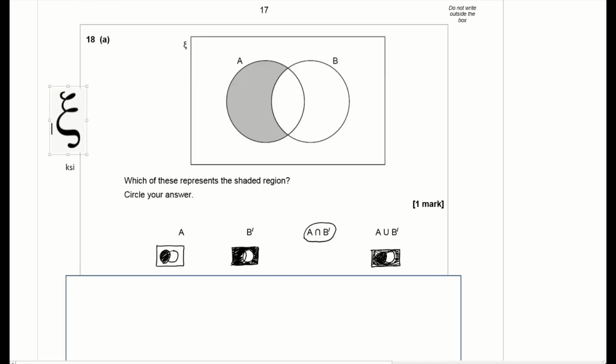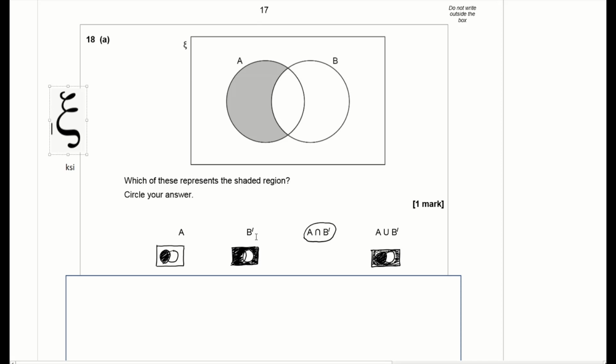Question 18a. Which of these represents the shaded region? Circle your answer. Now there are several symbols associated with Venn diagrams which you need to be aware of in order to answer this question. The first of them is this Greek letter psi, which is written here. Now that's the symbol enlarged just there. All that means is everything that's contained within the Venn diagram. In most GCSE questions it's not really relevant. You can just think of it as the total number of objects.